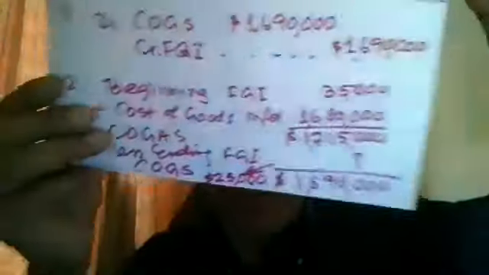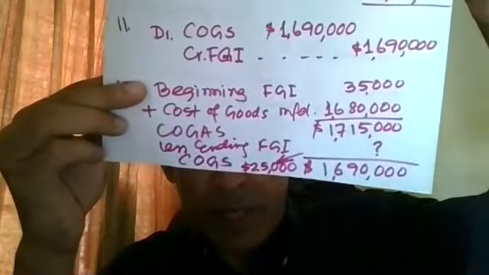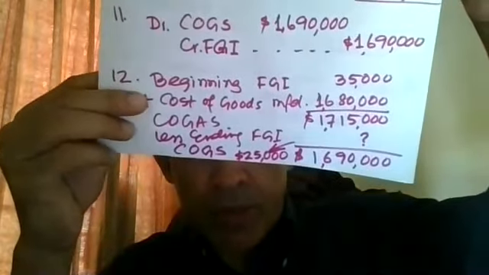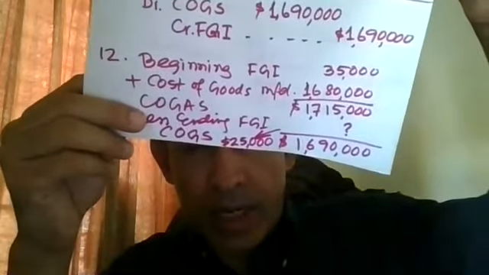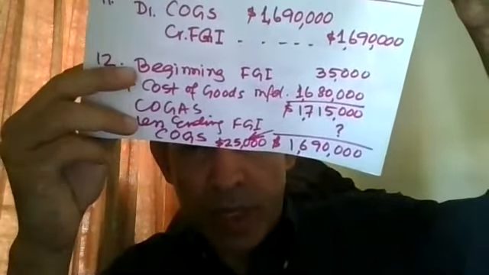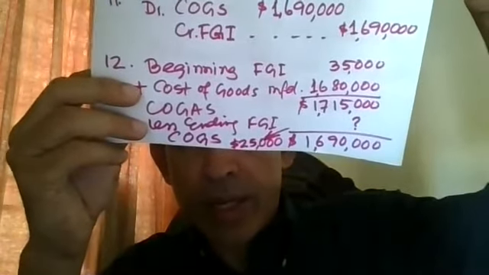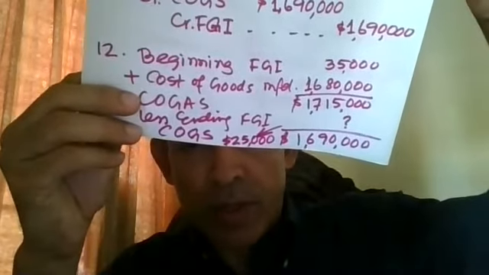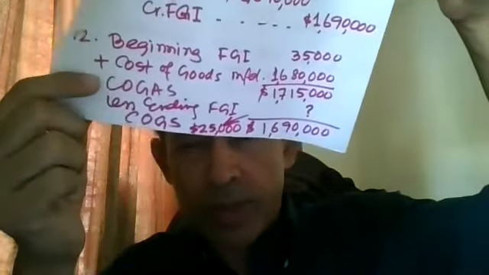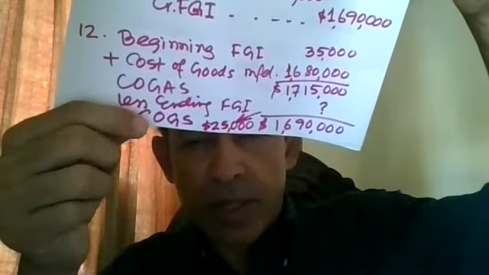So what is important? First of all, please look at the mechanics, look at the formula. You start with beginning finished goods, beginning FGI plus cost of goods manufactured minus ending FGI. See, the first two, beginning FGI plus cost of goods manufactured, that gives you cost of goods available for sale, COGAS, which we can simply add the two numbers and we can have it. And then minus ending finished goods gives us cost of goods sold.